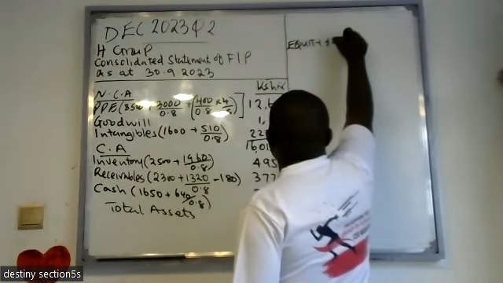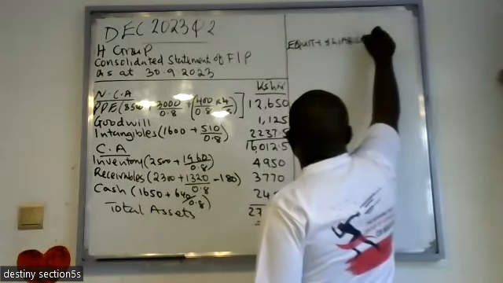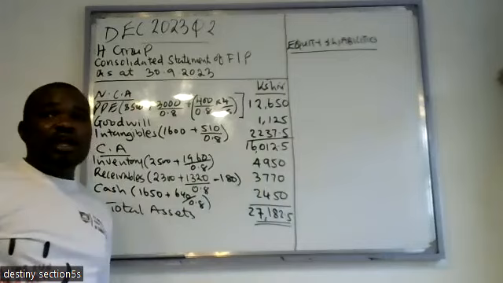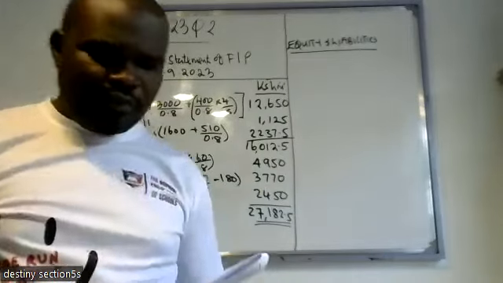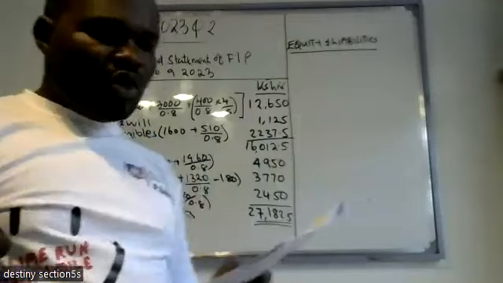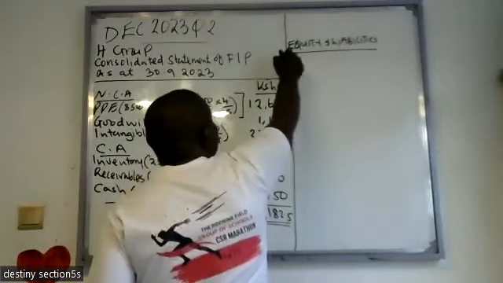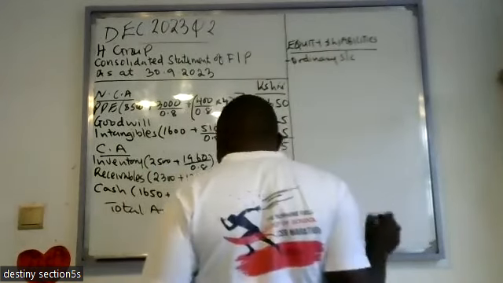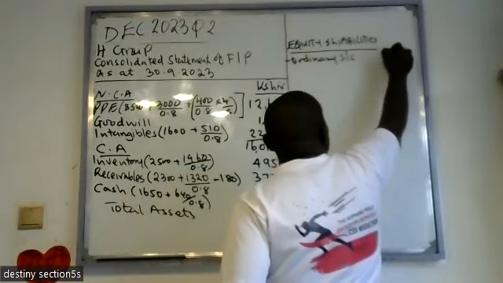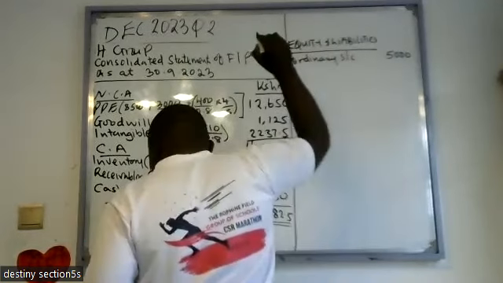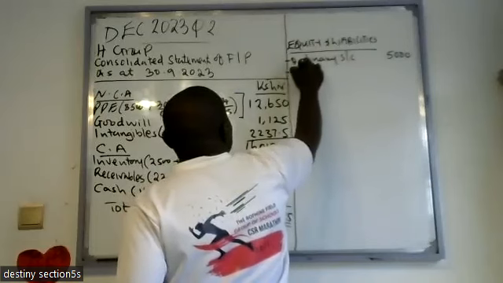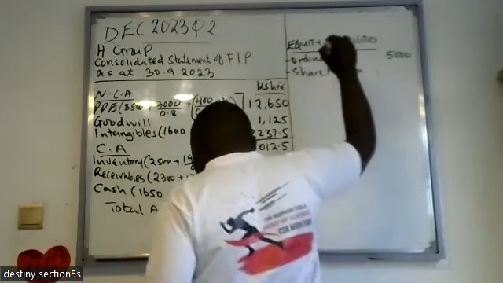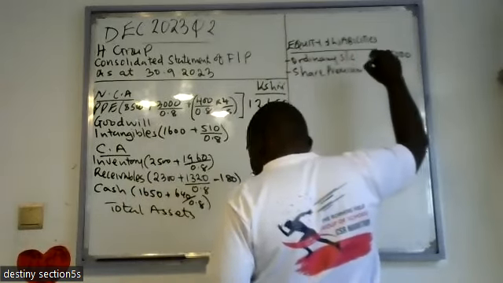Equity and liabilities. So equity and liabilities, ordinary share capital, parent only. Share premium, parent only. There we go. So ordinary share capital, parent only, is 5,000. Share premium, parent only, was 2,000.